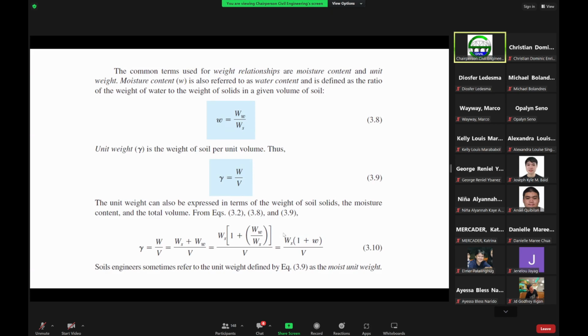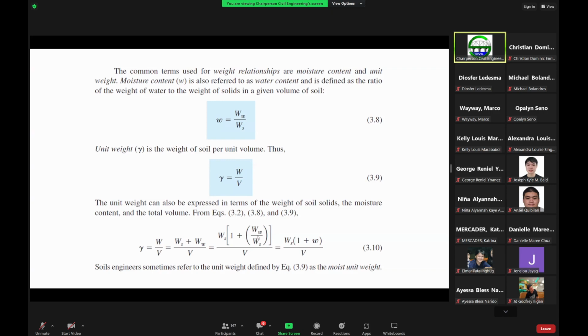If you try to imagine the diagram, or if you have the book, you can also refer to the figures in the book. So that's the weight of solids plus the weight of water over the total volume. And then if we factor out the weight of solids in the numerator, then you have the weight of solids times 1 plus the weight of water divided by the weight of solids, over the total volume.